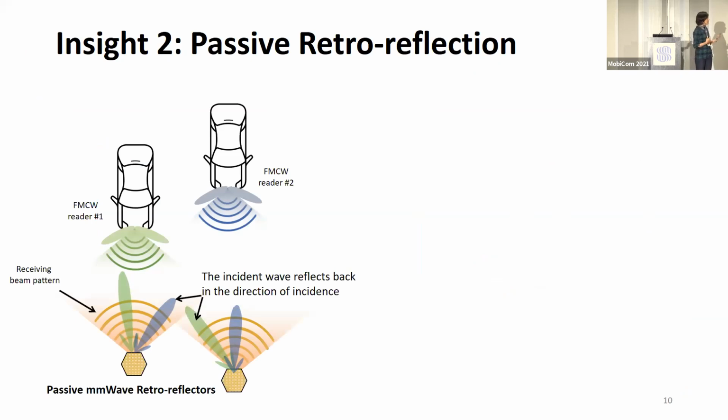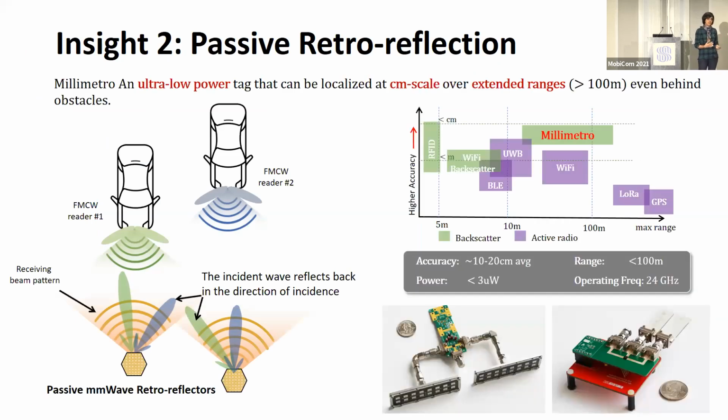This way we can push the performance on three different axes. The tag is very low power because of the simple circuitry. With a 3-volt lithium battery, it can constantly operate for more than 20 years, or you can just have a small solar panel and use energy harvesting that way. We could detect these tags from very long ranges, like 100 meters or so. And at the same time, we can detect these tags with centimeter-level accuracy across all those ranges.